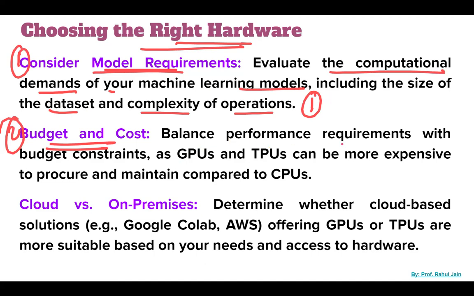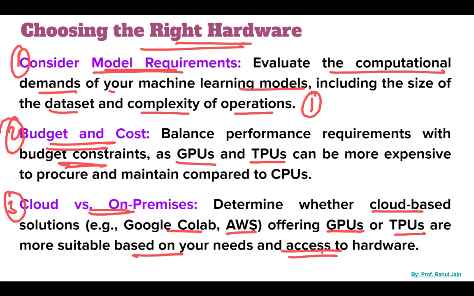So we need to balance performance requirements with budget constraints as well, because in many institutions and organizations, there is a budget constraint, as GPUs and TPUs can be more expensive than CPUs, right? So this is also a fact. And the third one is cloud versus on premises. So we need to determine whether cloud-based solutions, for example, Google Colab, AWS offering GPUs or TPUs are more suitable based on your needs and access to hardware. So based on these factors, we are going to choose the right hardware.